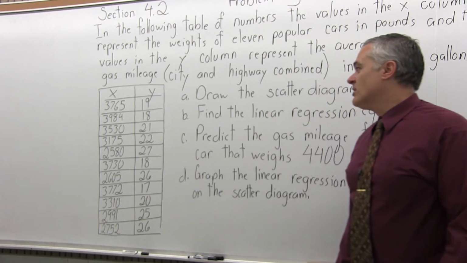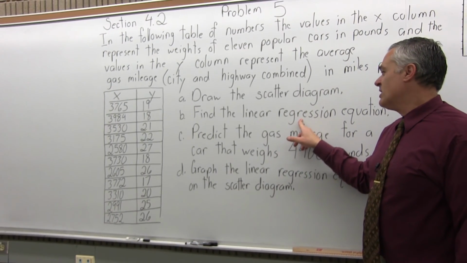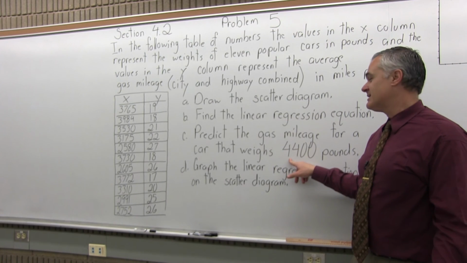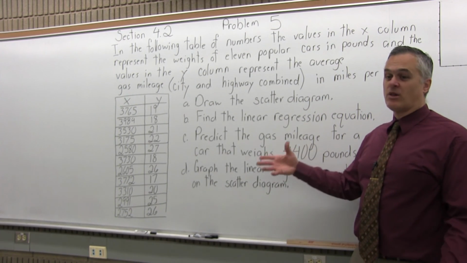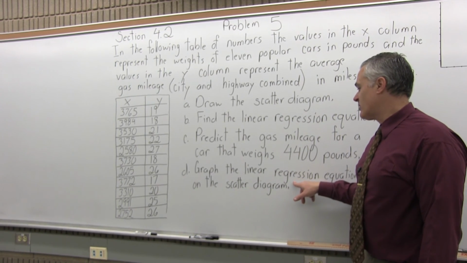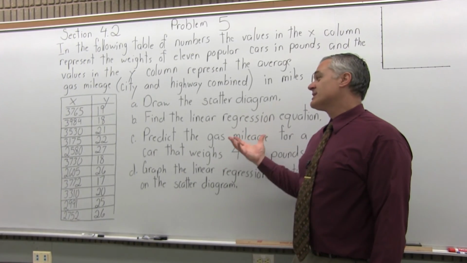So what we want to do is draw a scatter diagram, find the linear regression equation, and predict the gas mileage for a pretty heavy car, 4,400. That's like a Lincoln Town Car, a small SUV type of car, or a normal car with a lot of weight in it. And then graph the linear regression equation on the scatter diagram. So let's start with the scatter diagram.